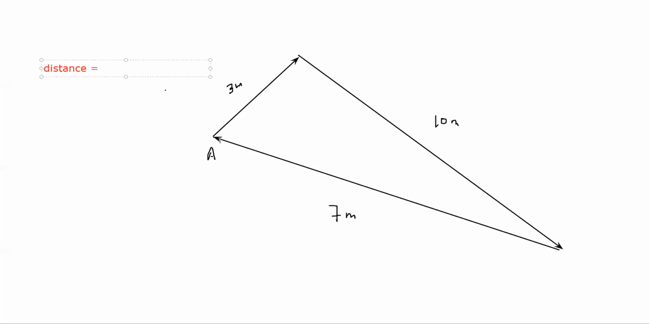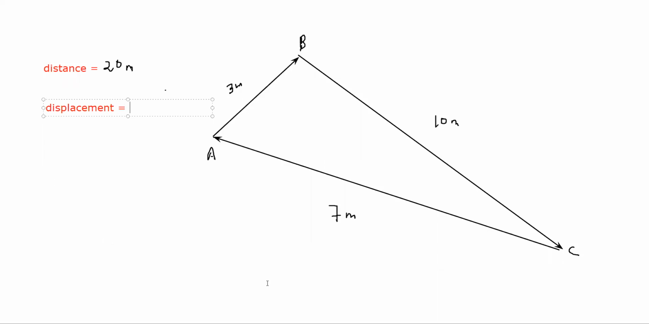The object first moves from A to B, then moves from B to C, and then again returns from C to A. The distance traveled by the object is equal to 20 meters. What about displacement? So what is the displacement?